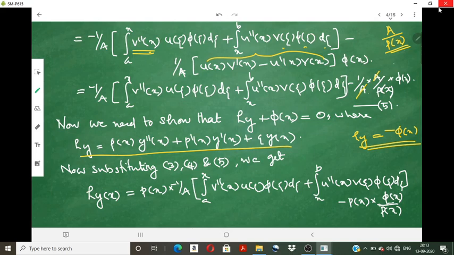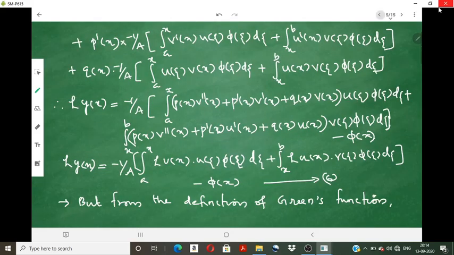So Ly of x: the first one is p of x into y double dash of x. Then substituting equation number 5, it is minus 1 by a, integral a to x v double dash of x u of theta phi theta d theta, plus integral x to b u double dash of x v of theta phi theta d theta. Then the last term is minus phi of x by p of x. We are multiplying this by p of x, so this will be my p of x, and p of x will get cancelled here.